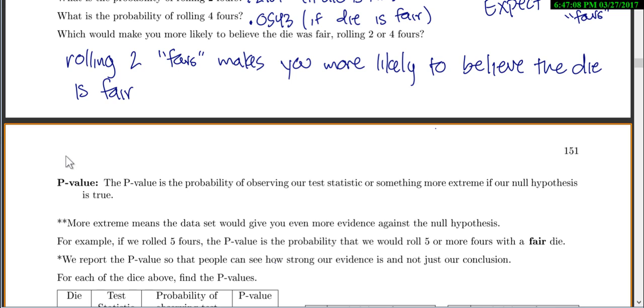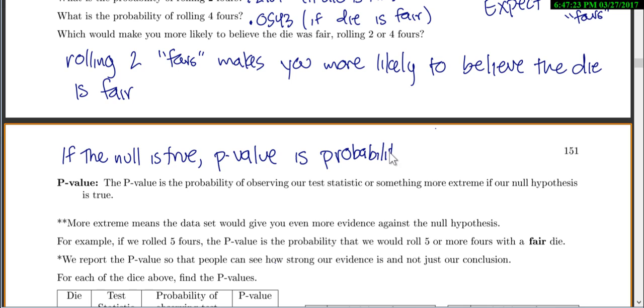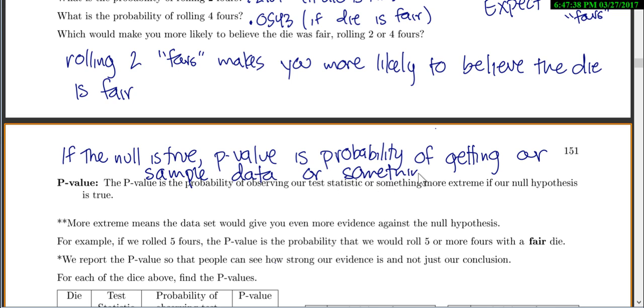Sometimes I can reword it slightly, but basically it's telling you if the null is true, the p-value is the probability of getting our sample data or something more extreme. So it always has at least these three components. So if the null is true, it's a probability and it's of getting our sample data or something more extreme.